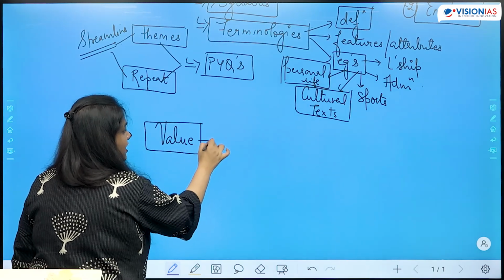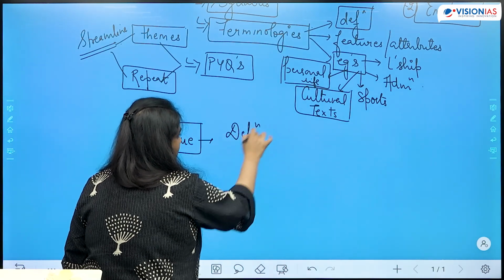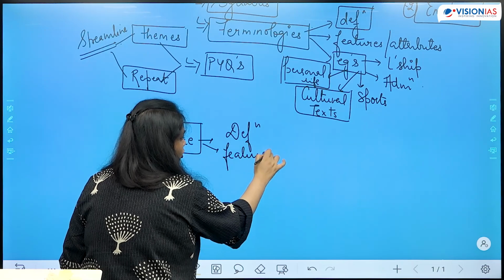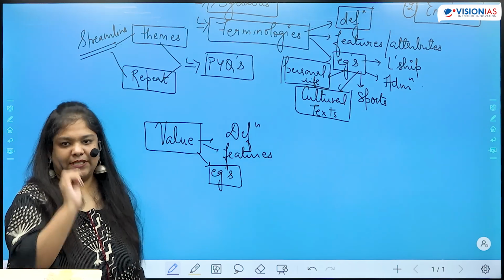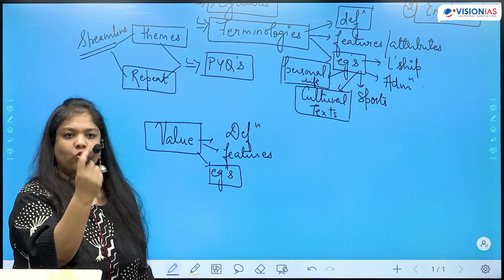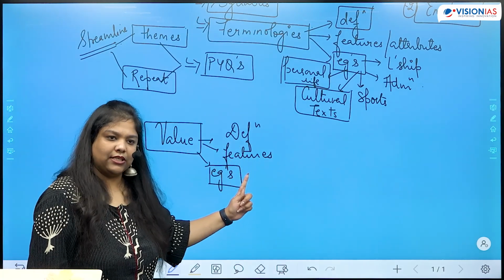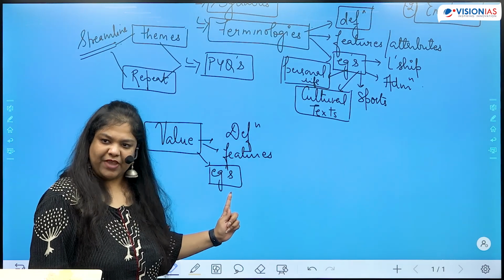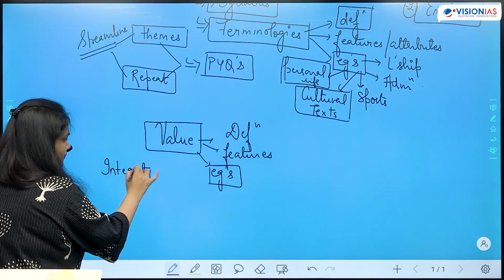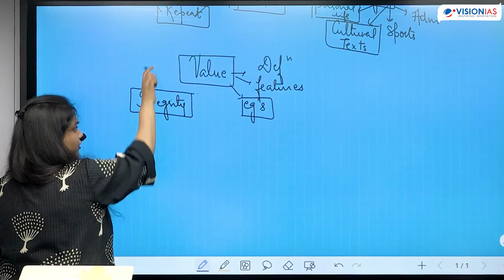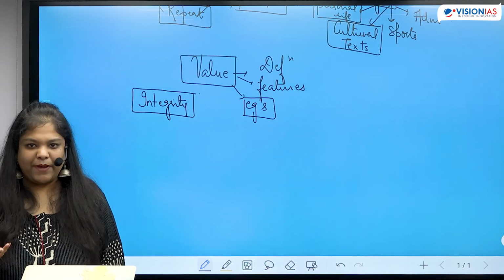First, you should know what values are. You should know the characteristic features of values. Then you should know the examples of desirable values. This is the first stage. I'm just giving you an idea with respect to one topic of how you should proceed. Let us say, do we agree integrity is a value? Do we all agree to this? Integrity is a value. Compassion is a value. Empathy is a value. These are basic values.